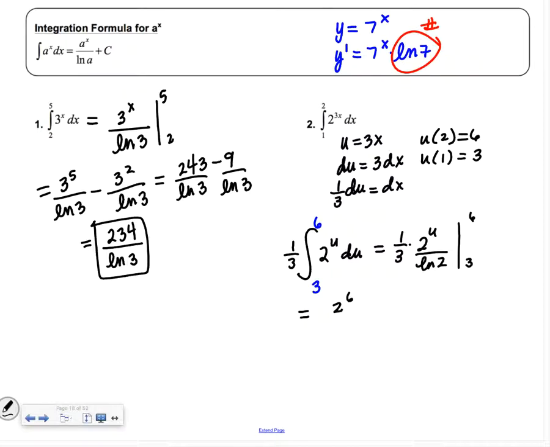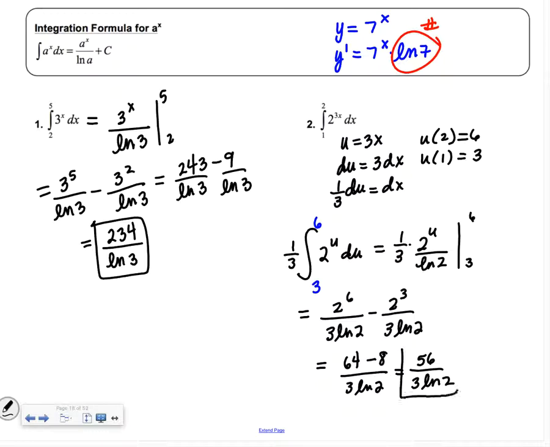So I have 2 to the 6th all over 3 natural log of 2, minus 2 to the 3 all over 3 natural log of 2. And you guys know those numbers? 2 to the 6th is 64 minus 8 all over 3 natural log of 2, 56 all over 3 natural log of 2. That's our answer. Okay? Would you be able to find the exact answer? Exact answers are important sometimes. All right. Let me close this out.